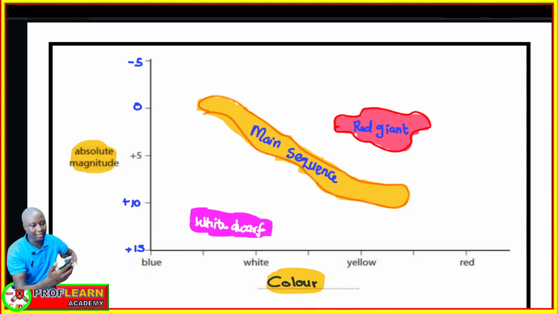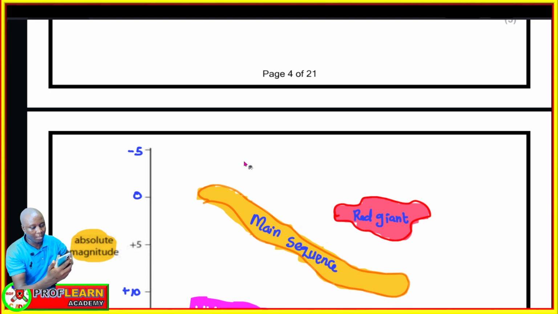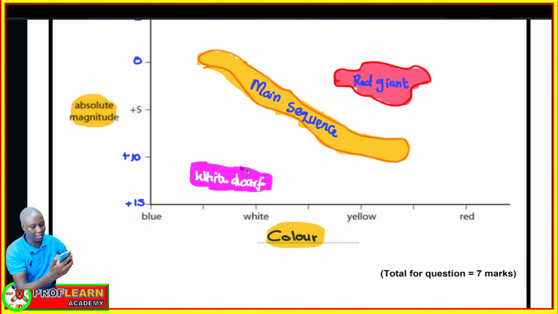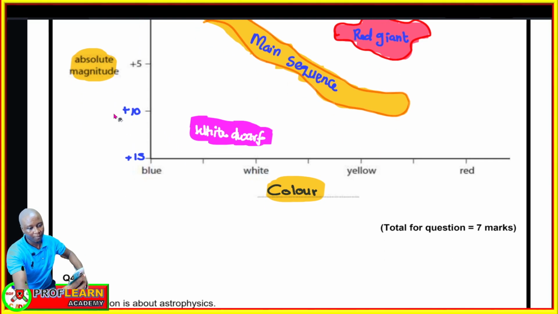You need to understand the Hertzsprung diagram. You can see up here we have the main sequence, and here we have the red giant, and this other section here we have the white dwarf. The x-axis is labeled as color, and on the y-axis we have the absolute magnitude. And we have already said that absolute magnitude is the measure of how bright stars would appear if they were placed at a standard distance from the Earth.